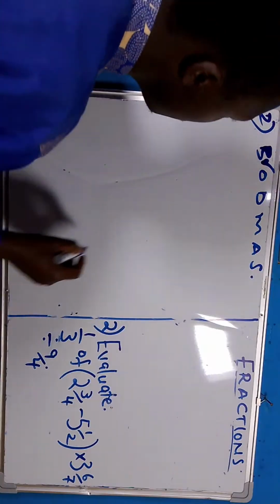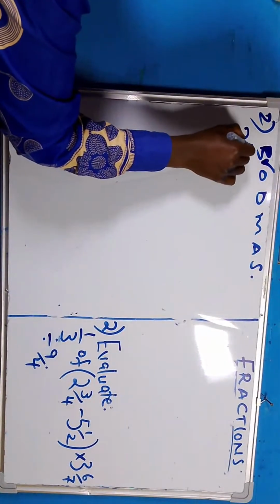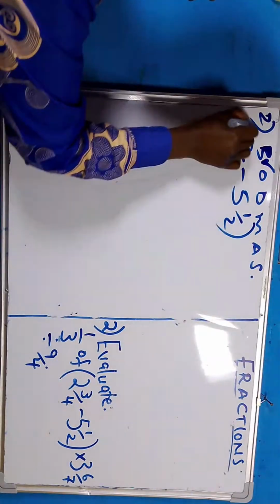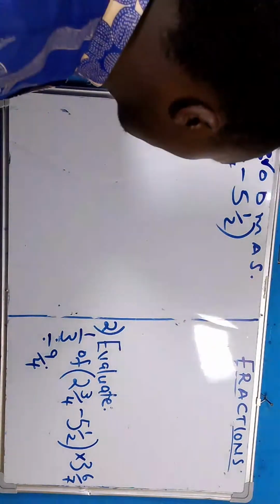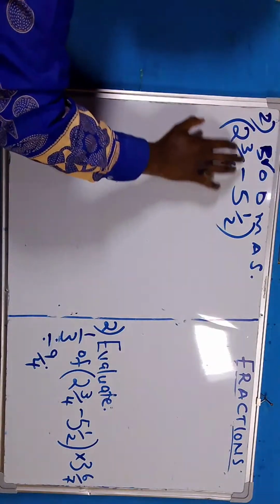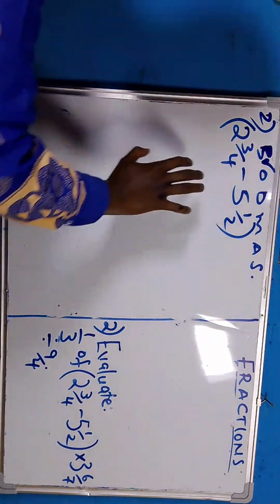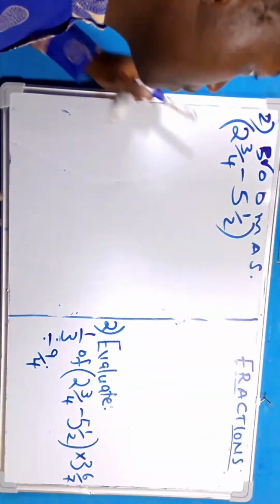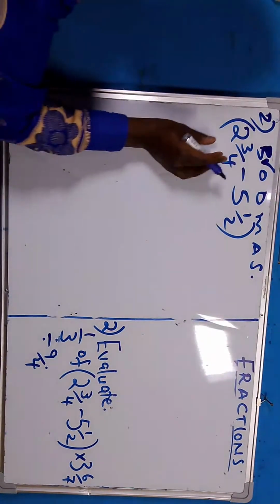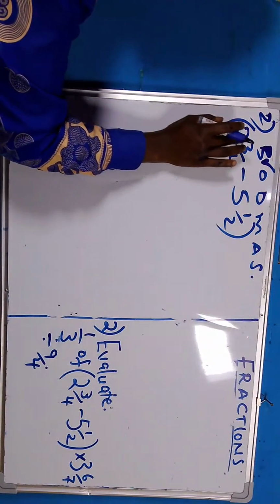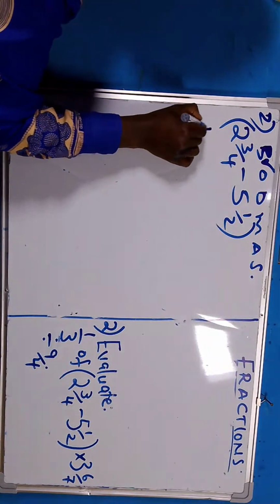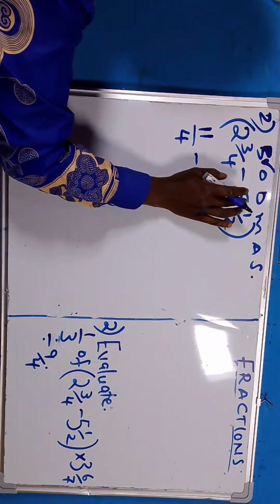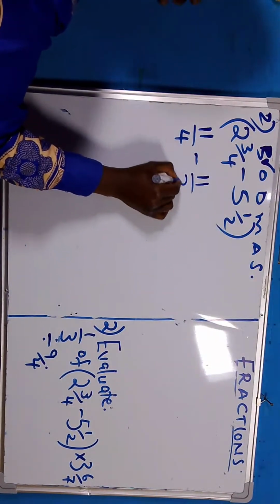So in our bracket, we have 2 whole number 3 over 4 minus 5 and a half. So when we have such a number, 2 minus 5 alone is negative 3. But we can convert these numbers into improper fractions so that we can solve it. So we will take 4 times 2 is 8. 8 plus 3 is equal to 11. So it will be 11 over 4 minus 5 times 2 is 10. 10 plus 1 is 11 over 2.